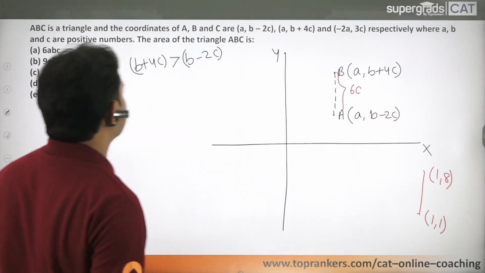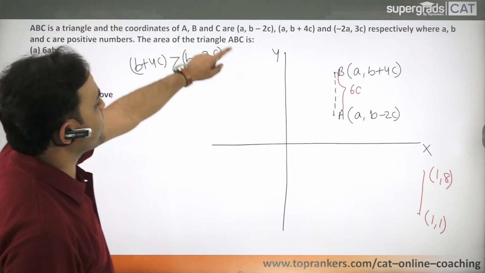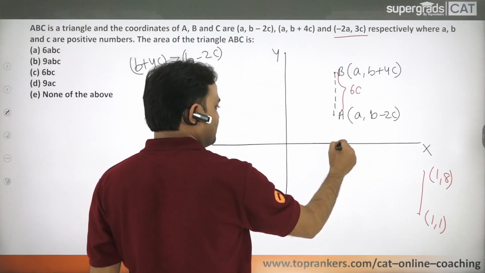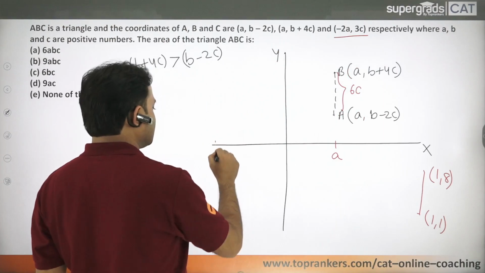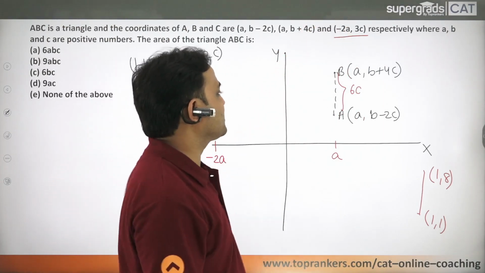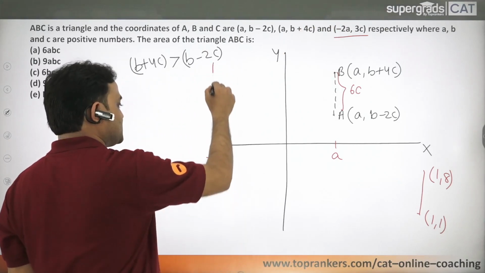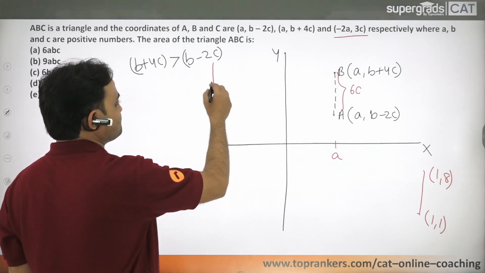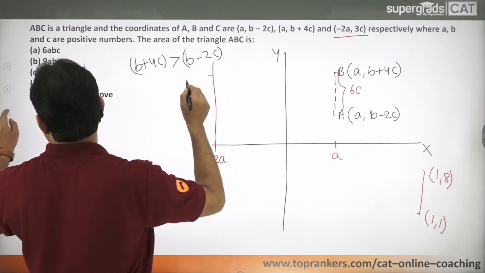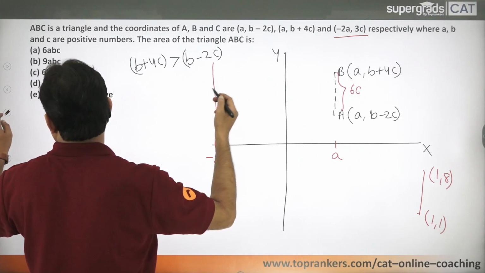Now, where can we put C, (minus 2a, 3c)? If A is here, if this point is a, then minus 2a will be somewhere here. Okay, 3c, where can we put 3c? So 3c could be anywhere on this line. It could be here, not here. It must be lesser than b plus 4c.